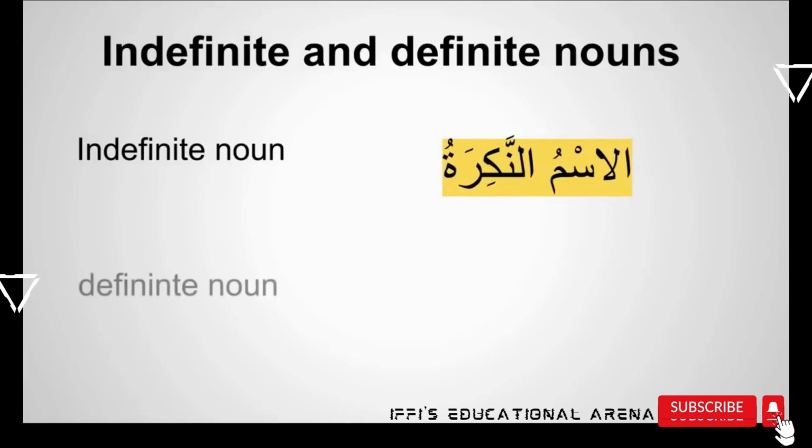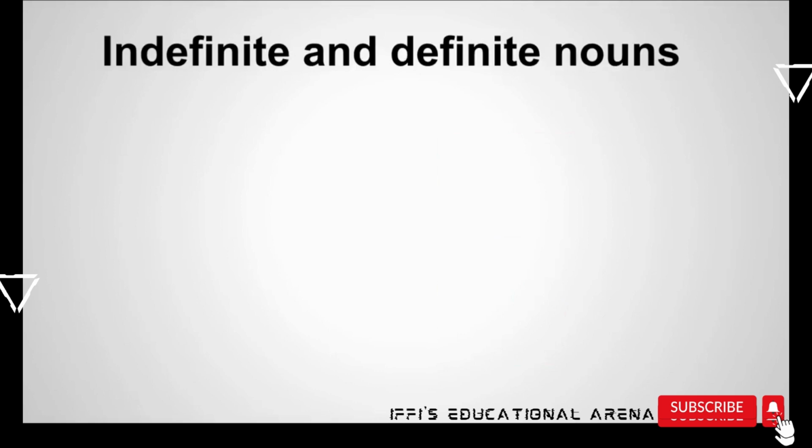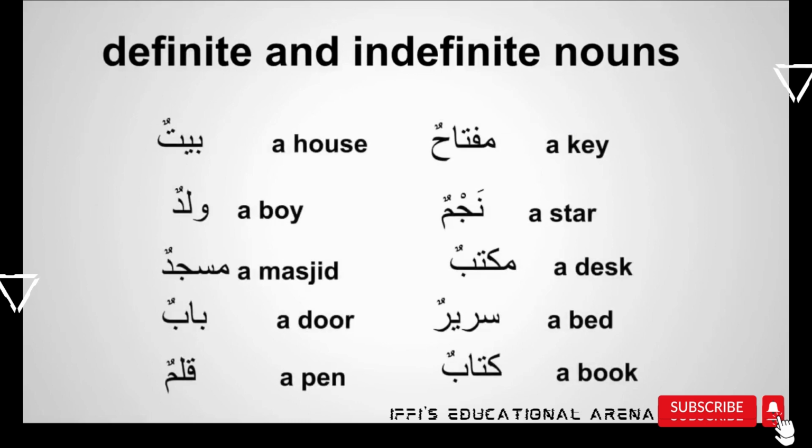And we have a definite noun. A definite noun is called in Arabic al-ismul ma'arifa. So what is an indefinite noun? Al-ismun nakira is a non-specific noun, or what you call a common noun. What do you mean? You don't mean someone or somebody in particular. For example, if I use these words from the previous sentences, like miftahun, a key, could be any key, a house, a boy, a desk, a masjid, babun, sarirun.